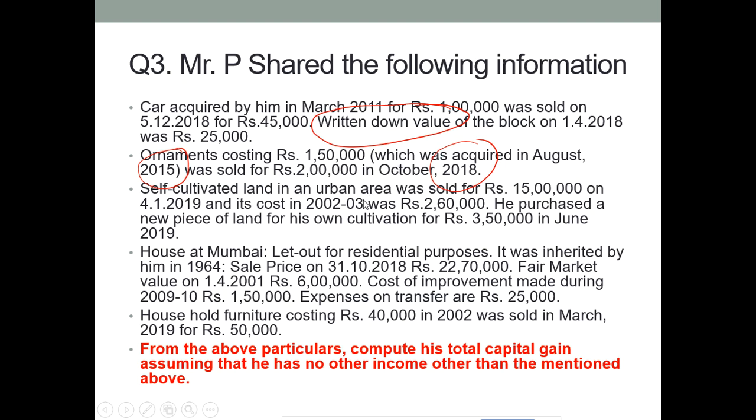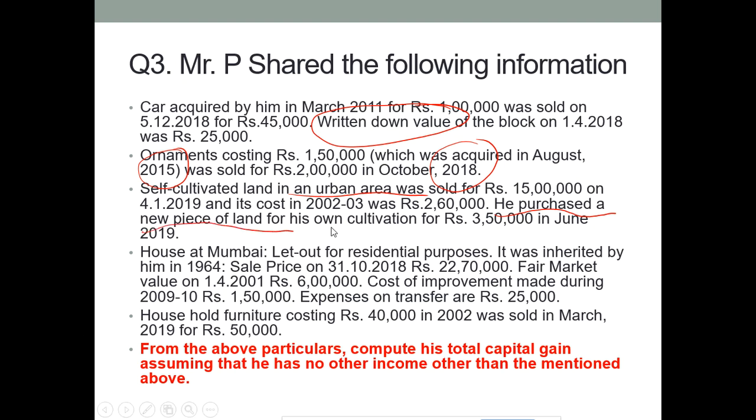Self-cultivated land in an urban area was sold for rupees 15 lakhs on 4/1/2019, and its cost in 2003 was rupees 2 lakh 60,000. He purchased a new piece of land for his own cultivation for rupees 3 lakh 50,000 in June 2019. So he purchased a new piece of land. This is also important for us.